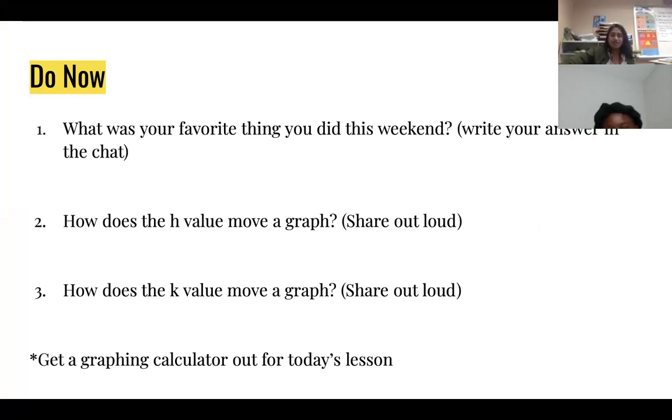Let's go and get started on the do now. So what was your favorite thing you did this weekend? Go and write your answer in the chat. And then the two share out loud questions are how does the H value move a graph and how does the K value move a graph? And then you'll also need a graphing calculator for today's lesson.